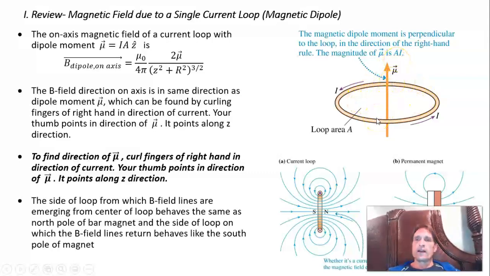And the direction of the magnetic dipole is found this way: if you take your right hand and rotate your fingers in the direction of the current, which in this case is counterclockwise, your thumb will point in the direction of the dipole moment. And the magnetic field produced by this dipole is along the axis pointed to by the dipole moment.